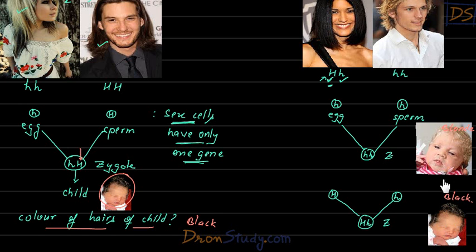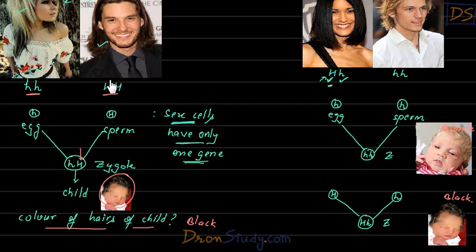So students, you can understand that if these two people reproduce, the child so formed may have blonde hairs or may have black hairs, right students? But if these two people reproduce, the child must have black hairs, right students? You understand the reason? The reason is the genotype. The reason is the genotype present in the parents, right?